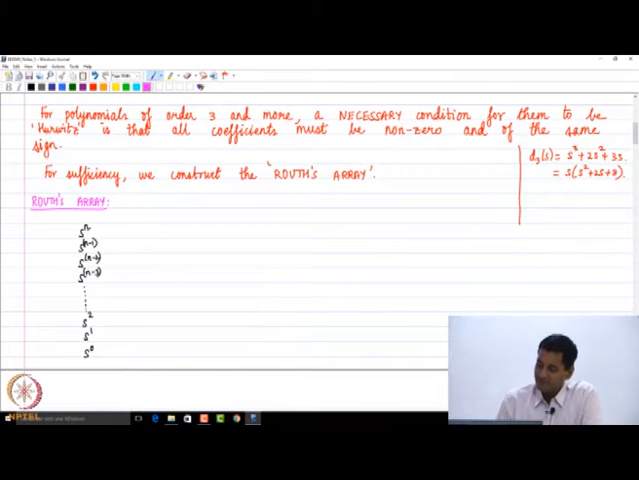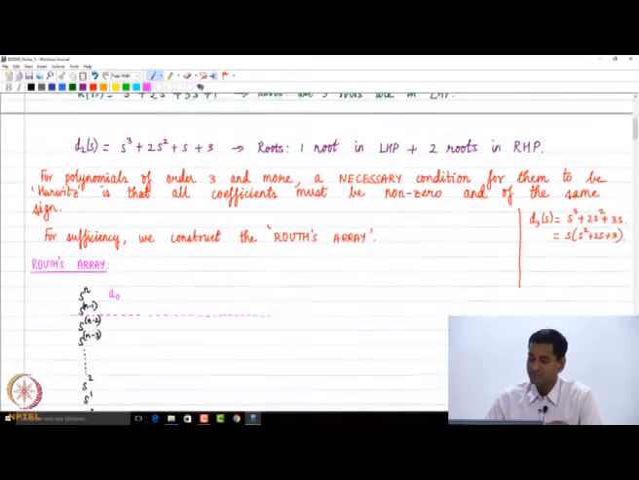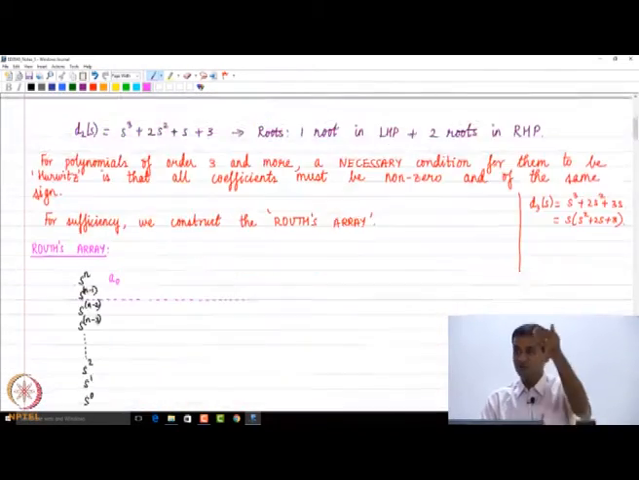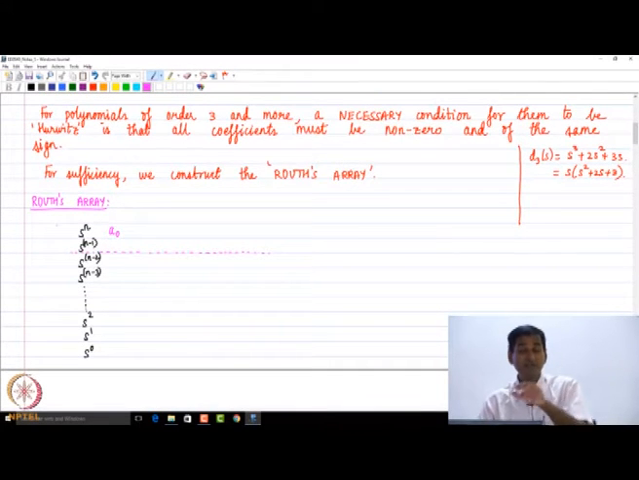Then I start filling in the first 2 rows of this array, that is the s power n and s power n minus 1 rows, with the coefficients of the polynomial which I am given, in the same sequence, in the order of decreasing powers. So we start with a naught, because the polynomial we are considering is a naught s power n, a1 s power n minus 1, all the way till a n minus 1 s and a n. So we start with a naught, the coefficient corresponding to the highest power, s power n. a naught is followed by a1, then the coefficient of s power n minus 2 is a2.